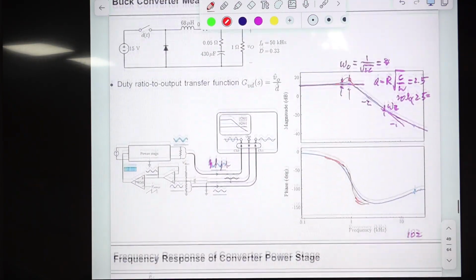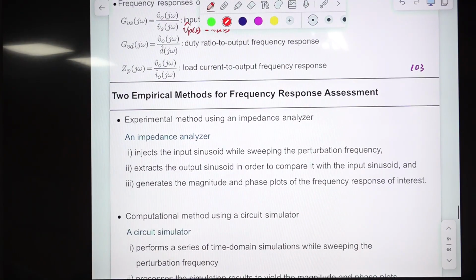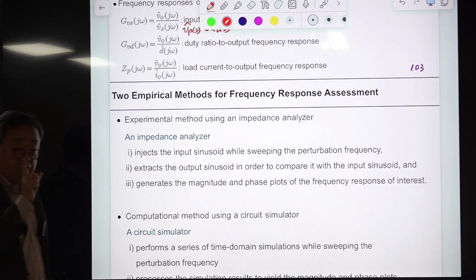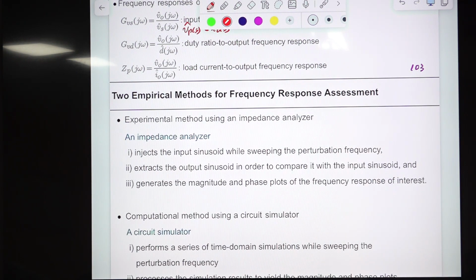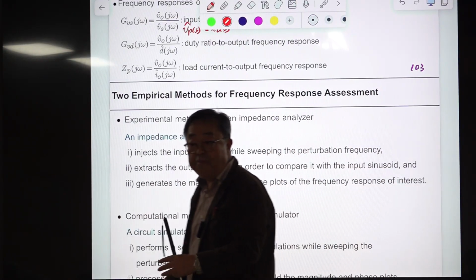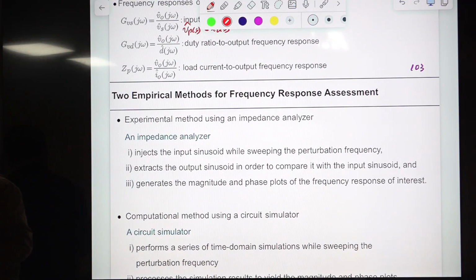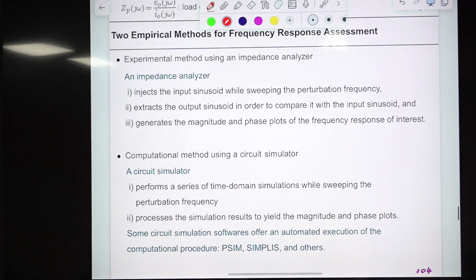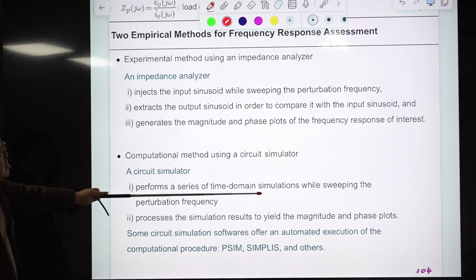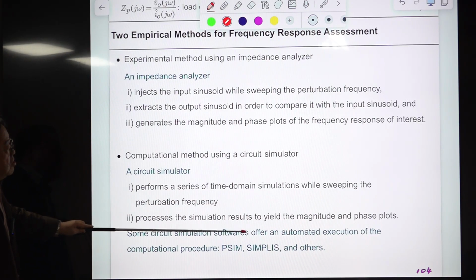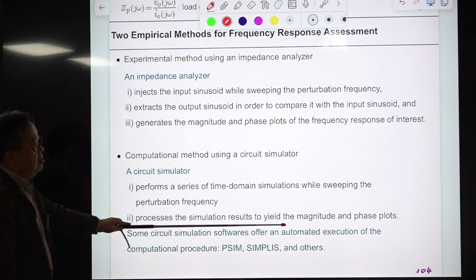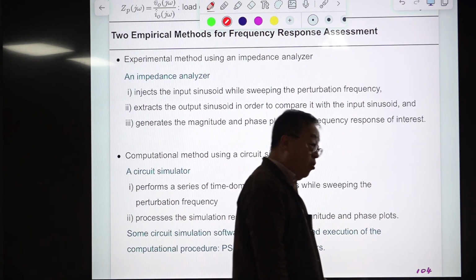So in this way, the software should first find the equilibrium point, the bias point. So it should reach steady state, and at the steady state, it changes the frequency, generates data, decodes it, and later plots it and shows it on the screen. So the circuit simulator performs a series of time domain simulations to get steady state and sweep the perturbation frequency, and processes the result to generate the magnitude and phase plot.